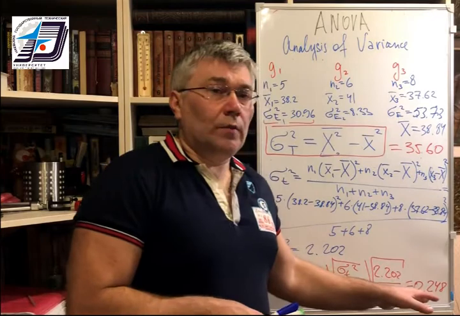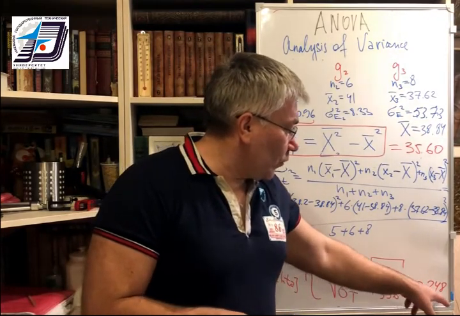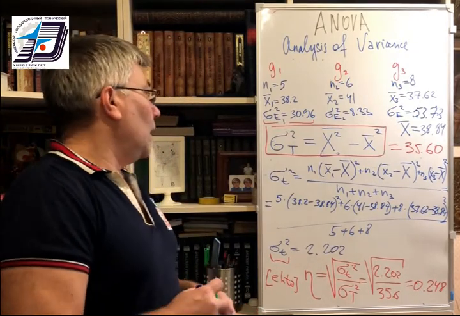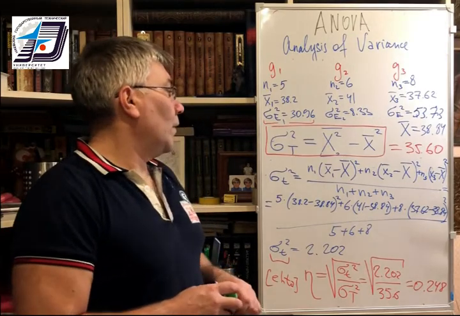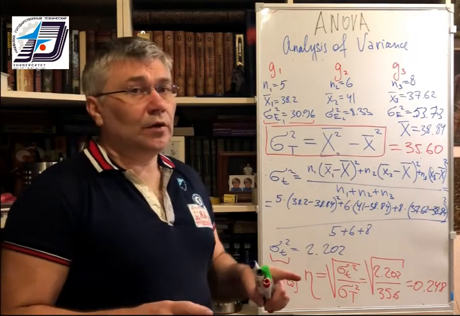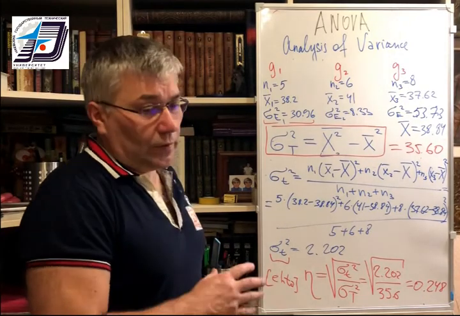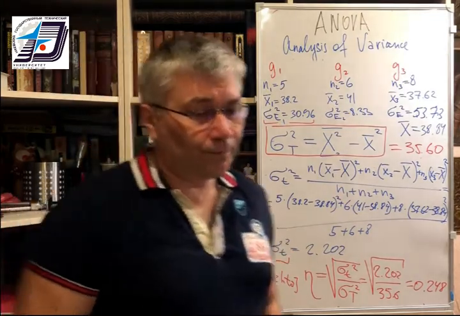So what does this correlation coefficient mean? We have to give some interpretation of why it is 0.248. If you don't mind, I can clean this board and explain it.